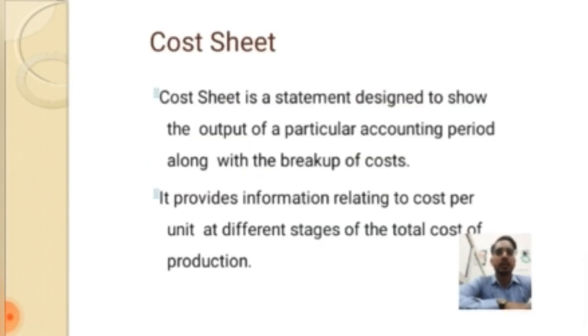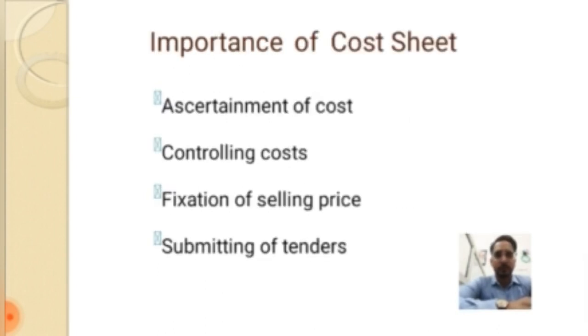Today we will discuss the topic of cost sheet. A cost sheet is a statement designed to show the output of a particular accounting period along with the breakup of the cost. It provides information relating to the cost per unit at the different stages of the total cost of production. Importance of cost sheet: first, ascertainment of the cost; controlling cost; fixation of selling price; and submitting of tenders.